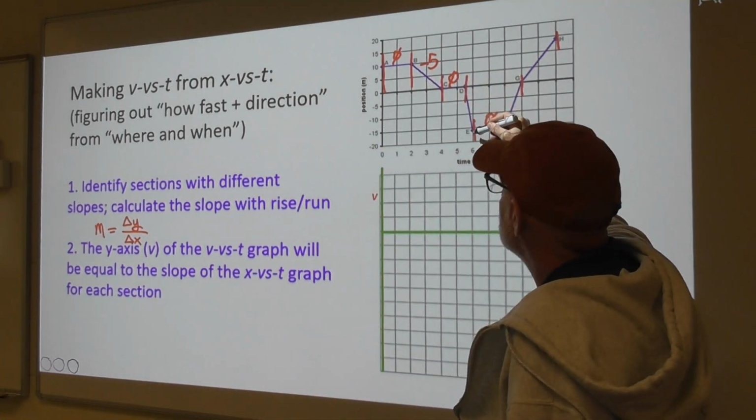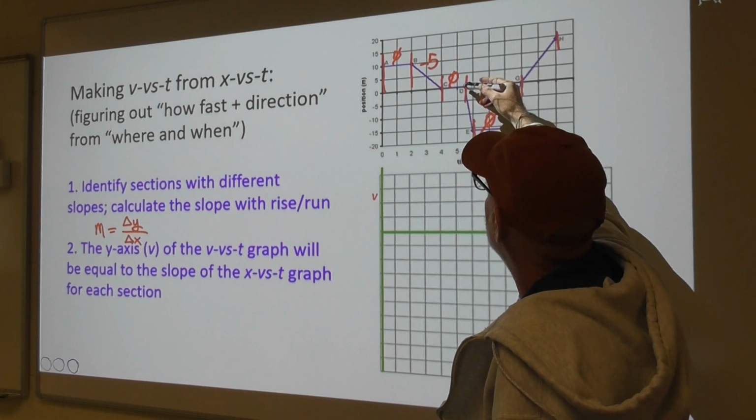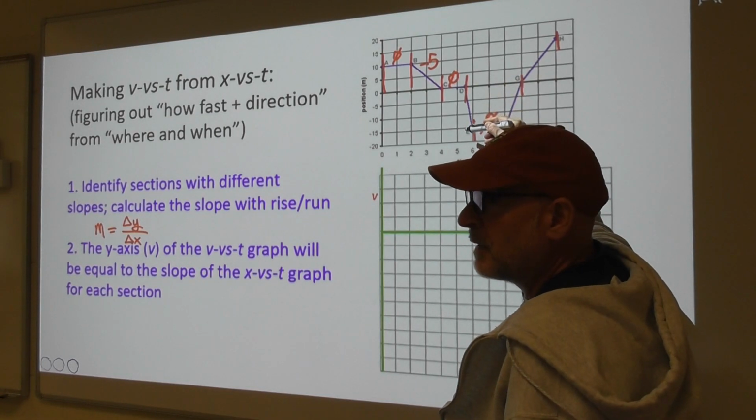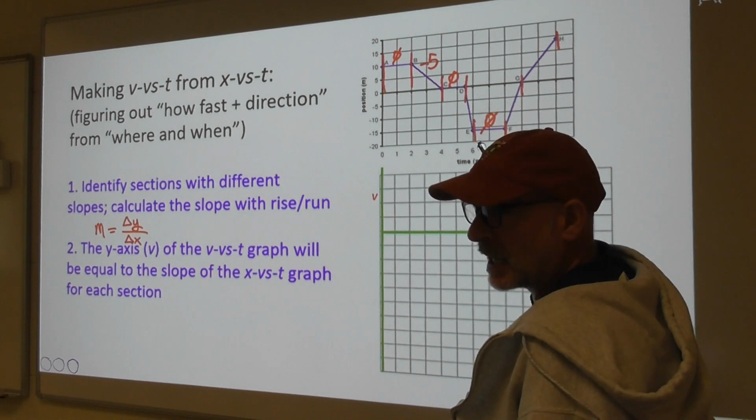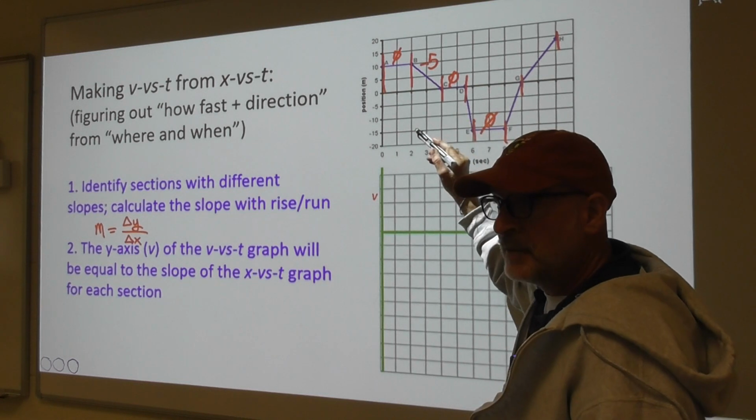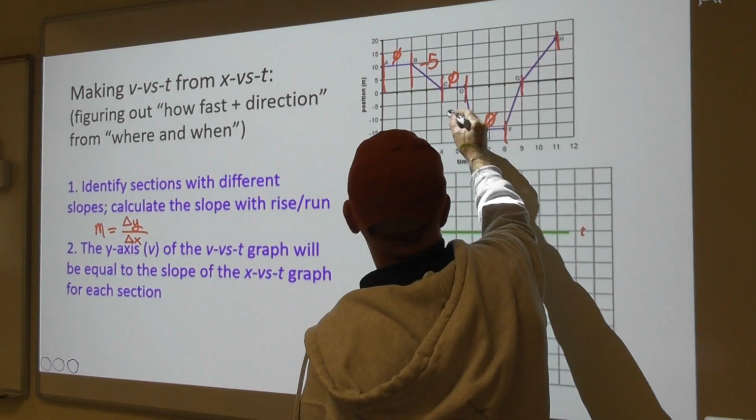This section is much steeper. It goes down 15, so that's negative 15, and it does it in a half a second. So negative 15 divided by 0.5 is negative 30.